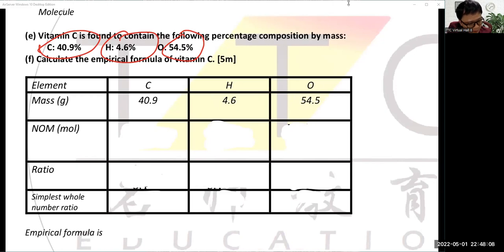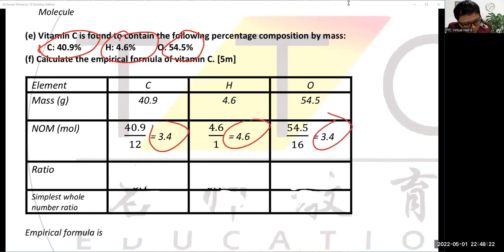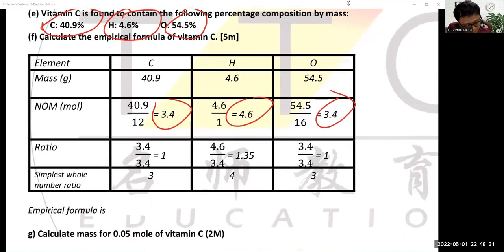Then divide by molar mass. For carbon, it is 12, and then after that you get 3.4. Then 4.6 divided by 1. Then 54.5 divided by 16, you get 3.4. Then after that, you find which one is the smallest number. So all will divide by 3.4. Okay, then to get the ratio, you times 3. So the ratio will be 3 4 3.